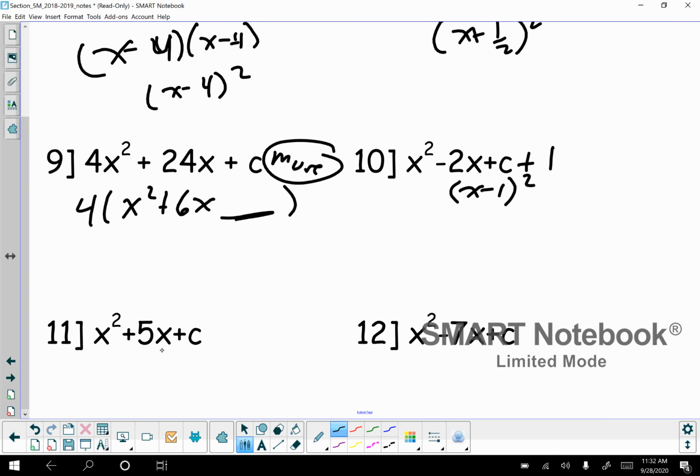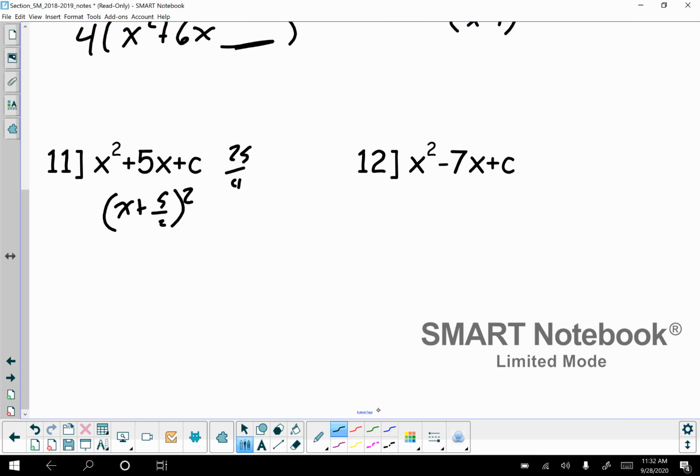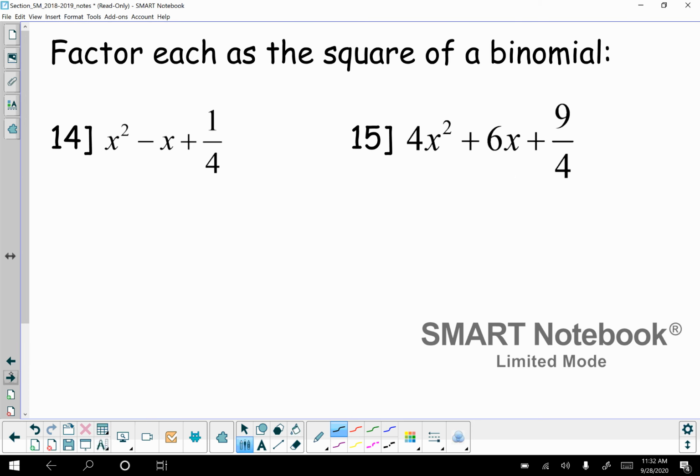This one, half of 5 is 5 over 2. 5 over 2 squared is 25 over 4. So half of 5 was 5 over 2 quantity squared. Half of 7 is 7 over 2, quantity squared. 7 over 2 squared is 49 over 4. That's what your c value would be, positive. So factor each as a square. So half, it's going to be x minus half quantity squared. This one, let's talk more in class.